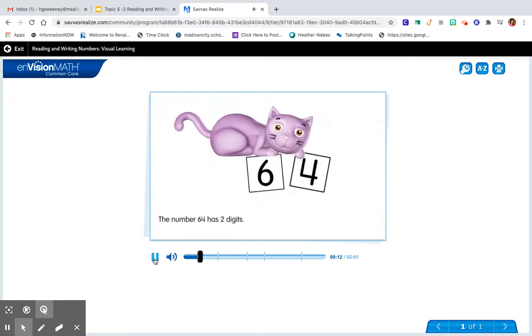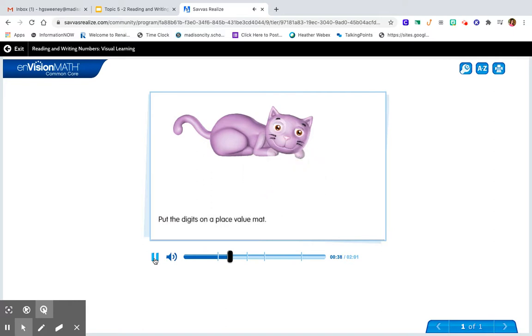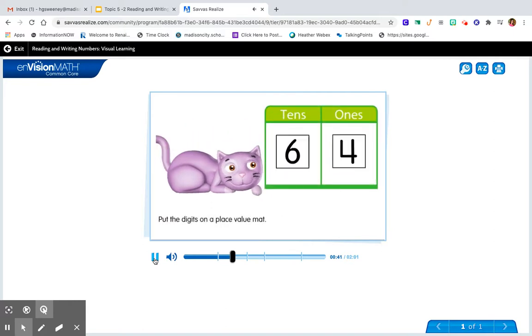The number 64 has 2 digits. 6 is one of the digits. 4 is the other digit. How many digits are in the number 64? The number 64 has 2 digits, so it is a 2-digit number. Put the digits on a place value mat. 6 tens is 60. 4 ones is 4.